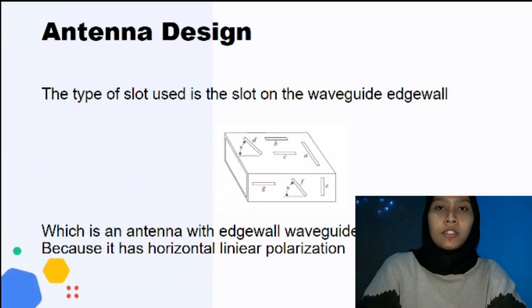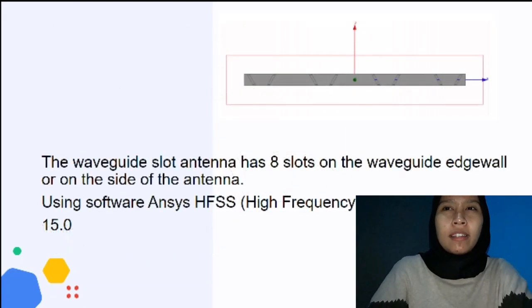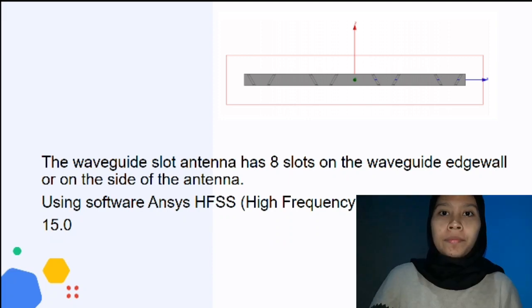The type of slot used is the edge-wall waveguide slot, which is an antenna with an edge-wall waveguide. The slot antenna is EFG because it has horizontal linear polarization. The waveguide slot antenna has 8 slots on the waveguide edge wall, or on the side of the antenna, using the software ANSYS HFSS, or High Frequency Structure Simulator, 15.0.